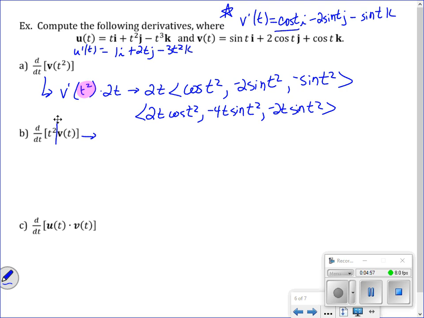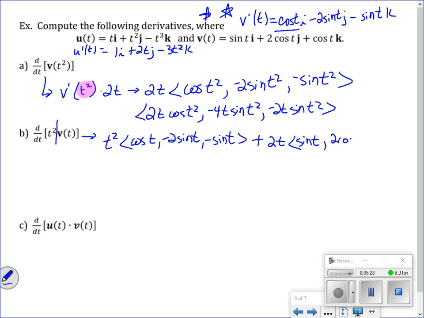So I have t squared, which is going to stay. That's going to multiply by the derivative of v. So that would be, like I have up top here, cosine t, negative 2 sine t, negative sine t, plus then I have the derivative of t squared, which is 2t, times the original v vector. So I have sine of t as my original v vector, and then 2 cosine t, and then cosine t.